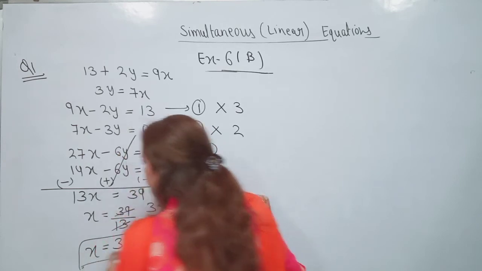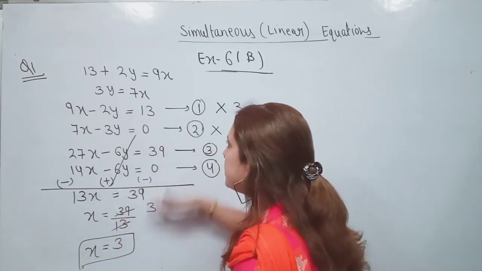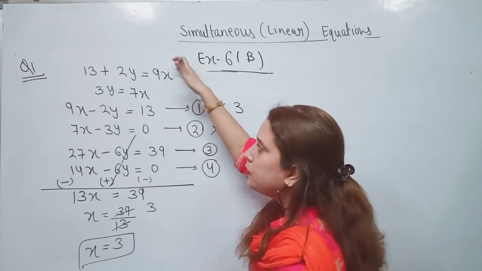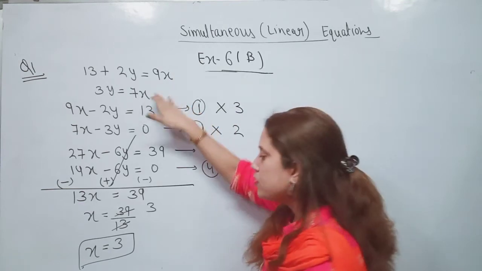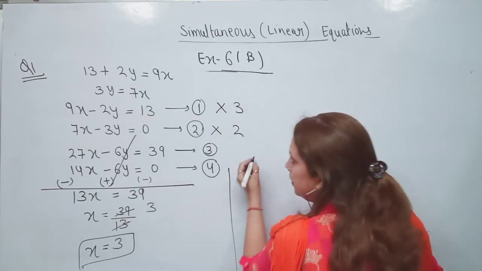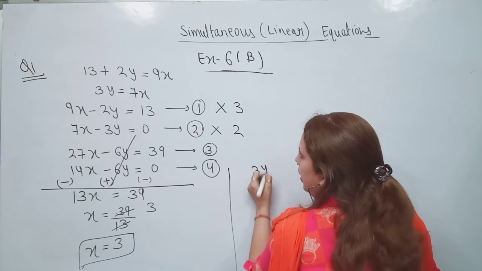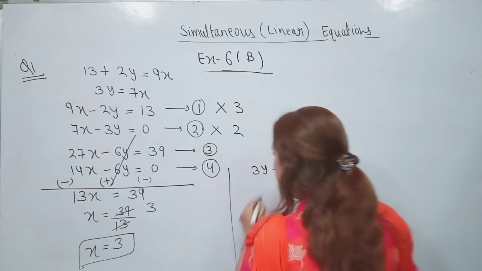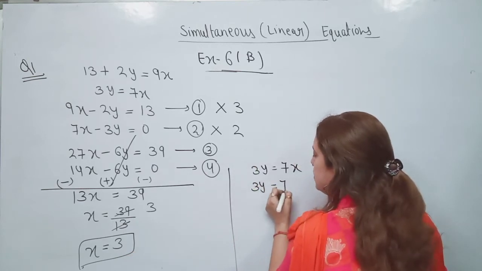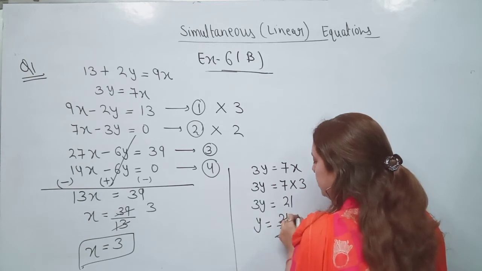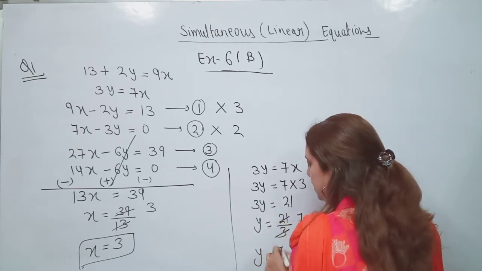After finding the value of x, you can put the value of x in any equation, equation first or equation second, any equation given in the question. Okay beta. So we will put the value of x in any equation. 3y is equal to 7x, given in the question. So in place of x, we can put 3. So 3y is equal to 7 into 3, 21. y is equal to 21 by 3, y is 7. The value of y will be 7.